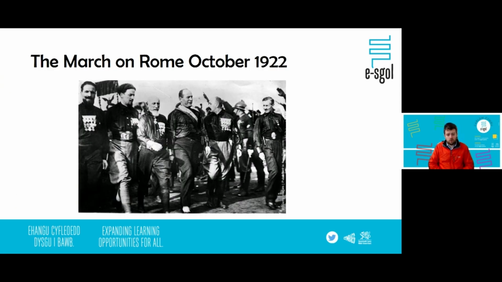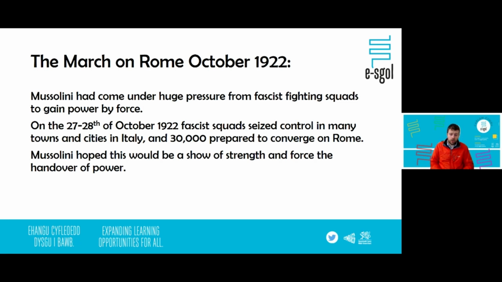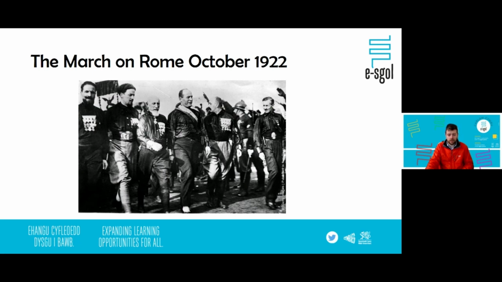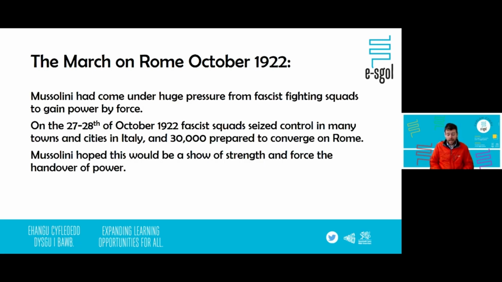So what he organised was a march on Rome, and this took place in October 1922. He came under huge pressure from his fascist fighting squads, as you can see here in their black shirts with their medals, their regalia, to gain power by force. So on the night of the 27th, 28th of October 1922, fascist squads seized control in many towns and cities in Italy, and 30,000 prepared to march on Rome, the capital. Mussolini hoped that this would be a show of power and force a handover of power as well.